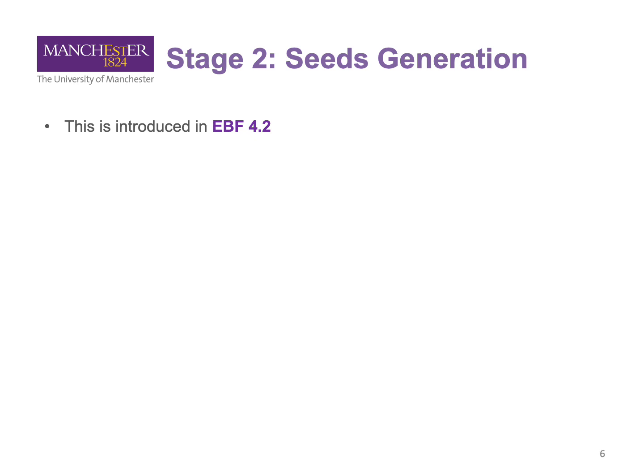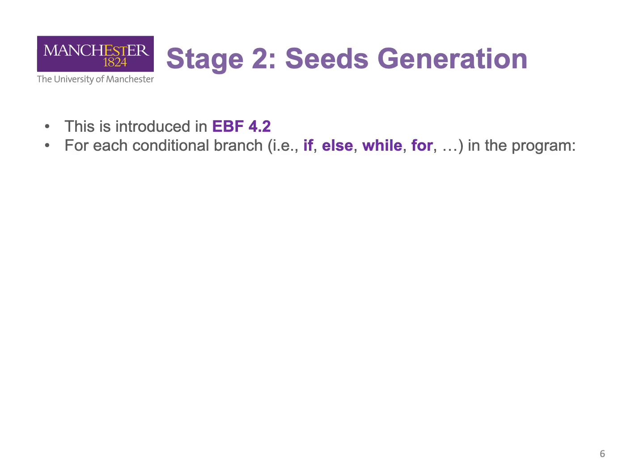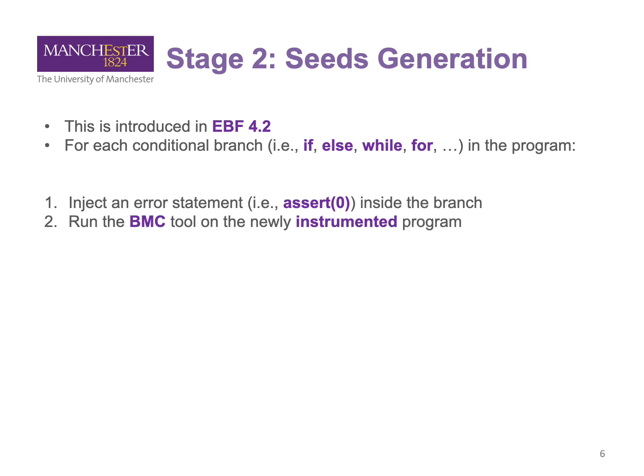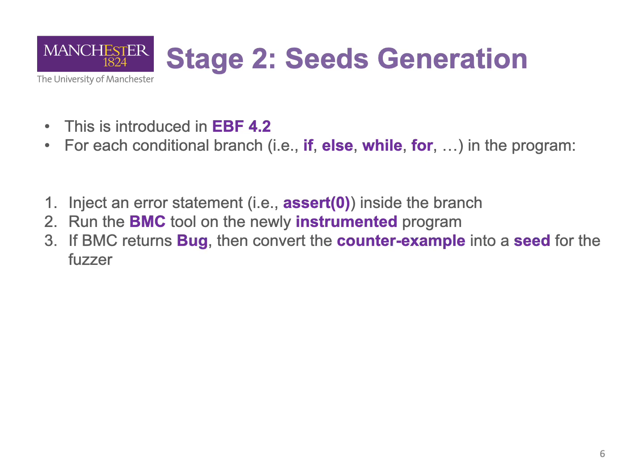The seeds generation stage is a new feature that has been introduced in EBF 4.2. Here, EBF analyzes the input program by traversing its abstract syntax tree, and for each conditional branch in the program, it performs the following steps. First, it injects an error statement, such as assert 0, inside the corresponding branch. Then it runs the BMC tool on the newly instrumented program.